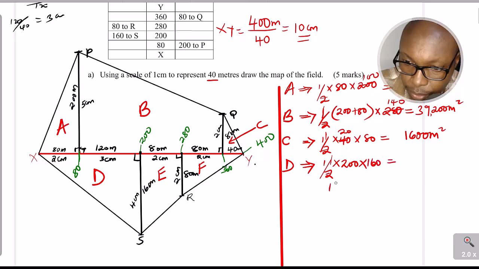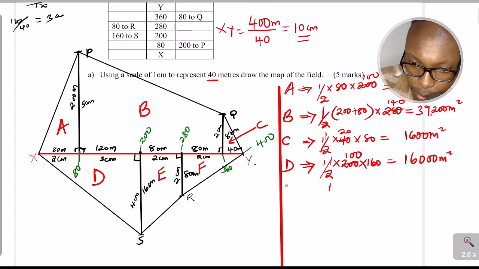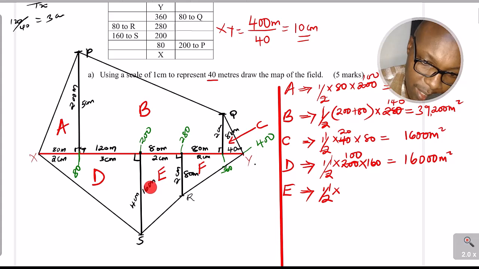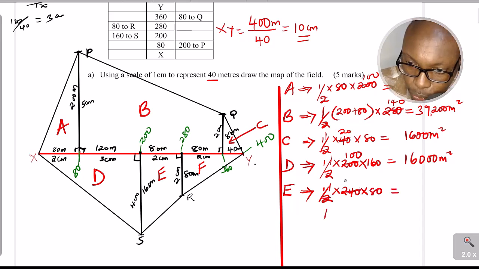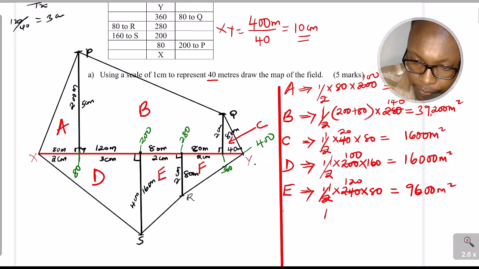So this will give 16,000 meters squared. We go to shape E. Shape E is a trapezium. The area is half times the sum of the two parallel sides. The sum of the two parallel sides is 160 plus 80, that is 240, times the height. The height is 80 by 2, 1 by 2, 120. So this will give 9,600 meters squared.